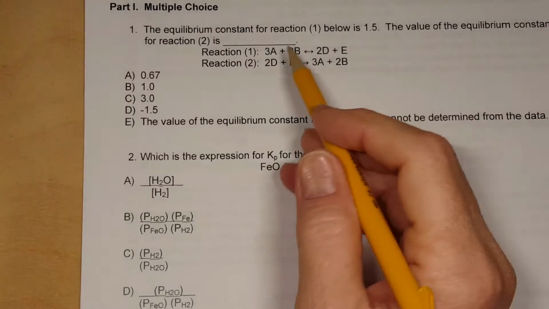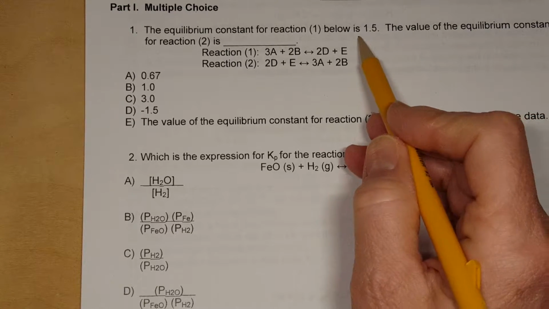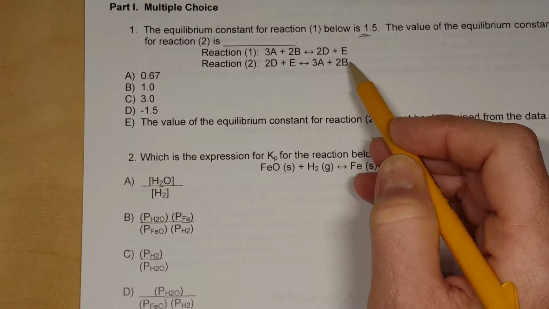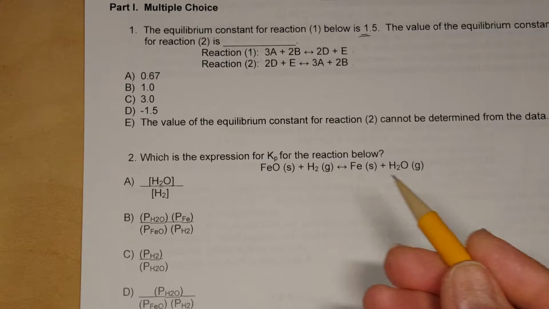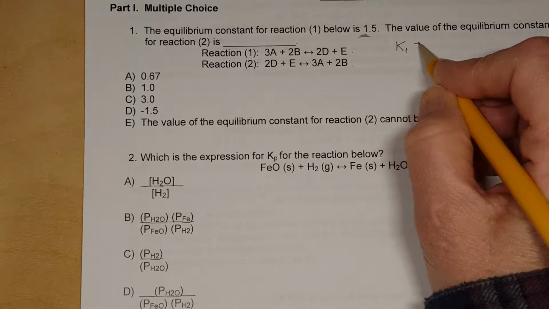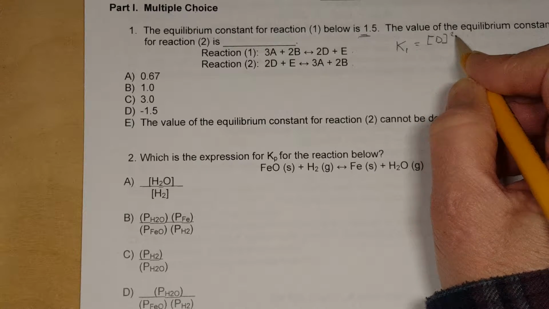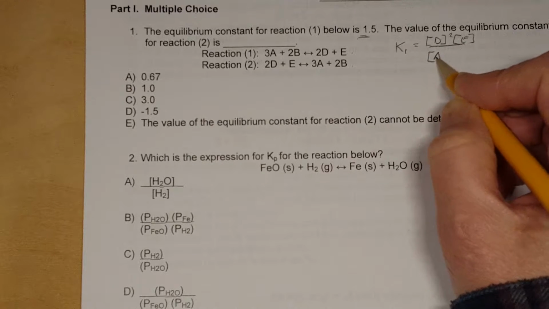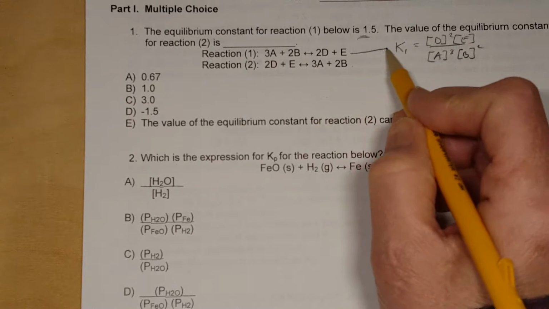Number 1, we know that the equilibrium constant for reaction 1 is 1.5, and we want to know the equilibrium constant for this one. So we know that if we reverse it, it's the reciprocal, but let's just derive it. K1 is going to equal the concentration of D squared, concentration of E, over the concentration of A cubed, concentration of B squared. So that's for that one.